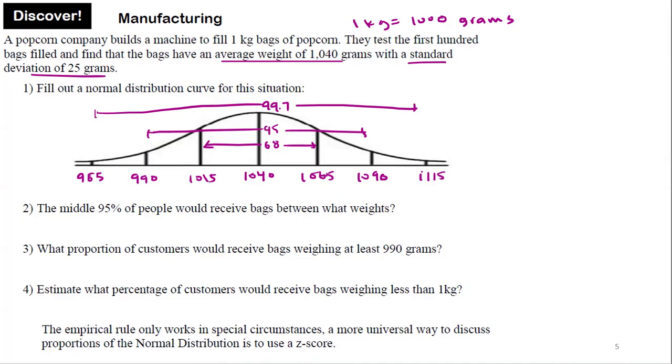It says the middle 95% of people would receive bags between what weights? So here's 95%. Okay, so that's going to be 990 and 1090, which most of you guys got. So let's write that down here. So 990 and 1090.